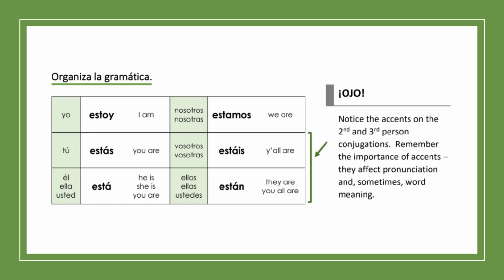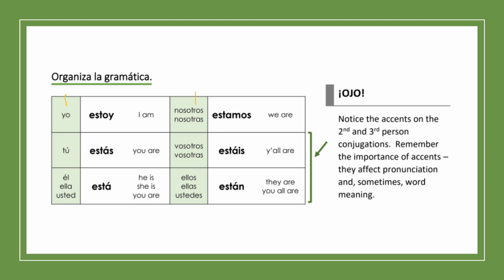So the light green columns here and here, that's just a reference to those subject pronouns. So you have yo, tú, él, ella, usted, nosotros, vosotros, ellos, ellas, and ustedes. It's just a reference. The conjugation is what's here in black that is bolded. Estoy, estás, está, estamos, estáis, están.